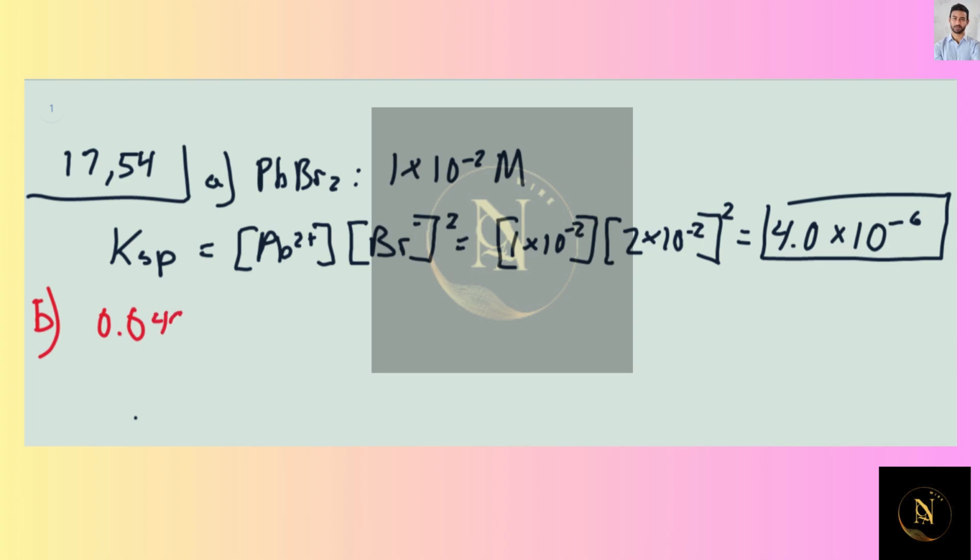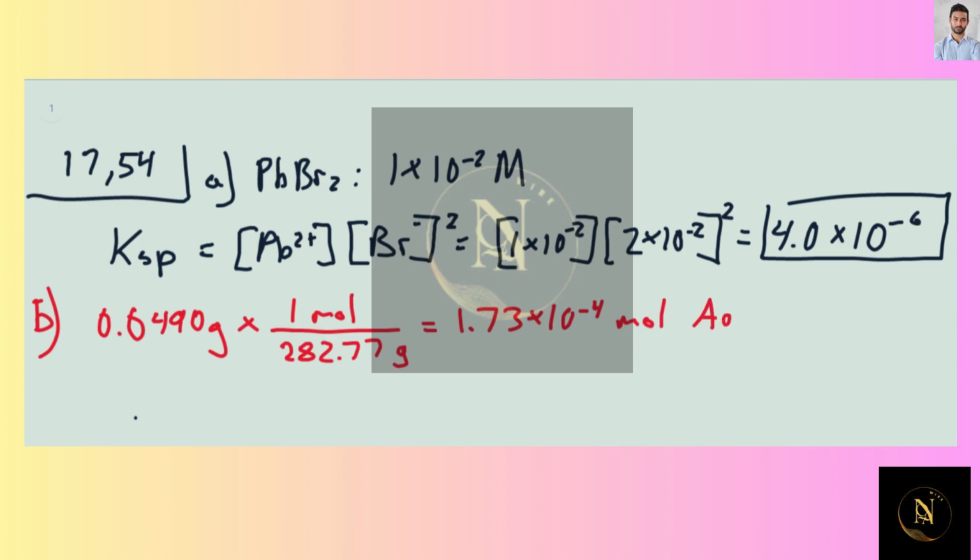So we have 0.0490 grams times 1 mole divided by the molar mass, which is 282.77. And that's equal to 1.73 times 10 to the minus 4 moles of silver iodate. And this, we're told, is per liter, so we can go ahead and say that this is the molarity.